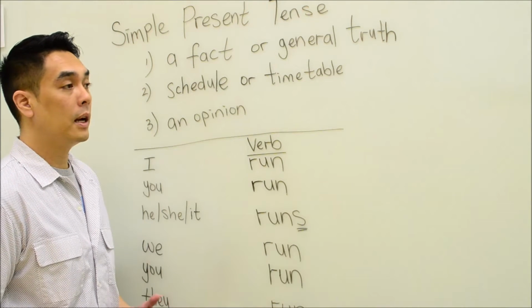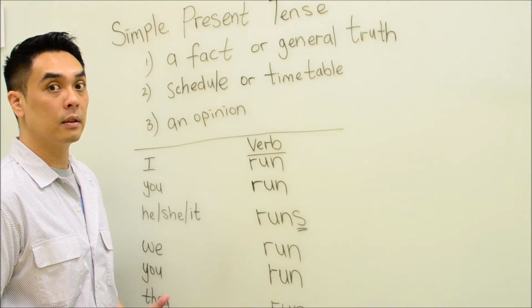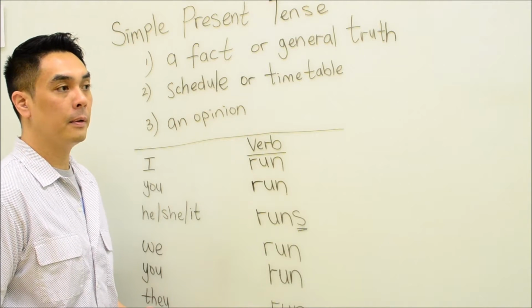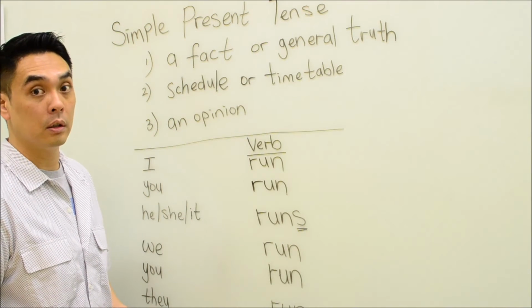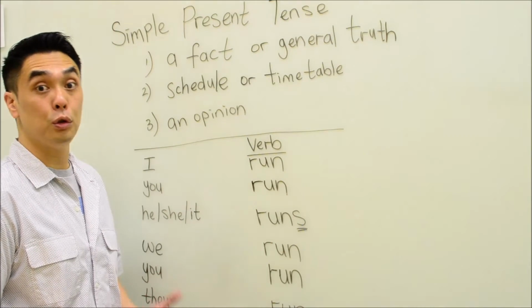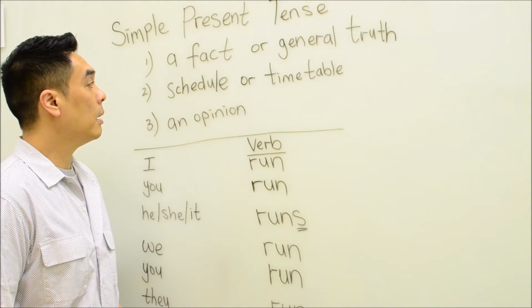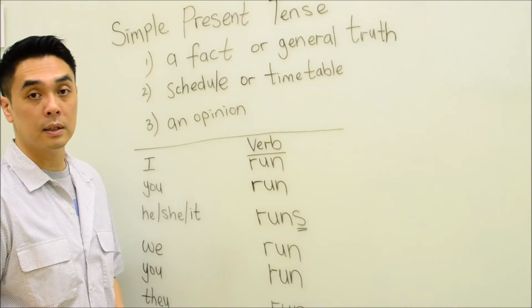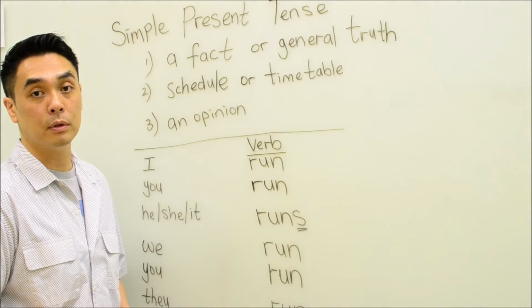For example, a bear is big. The sun is hot. Rocks are hard. This is a general truth and you'll use it at this time. Another reason why you use the simple present tense is for your schedules and timetables.